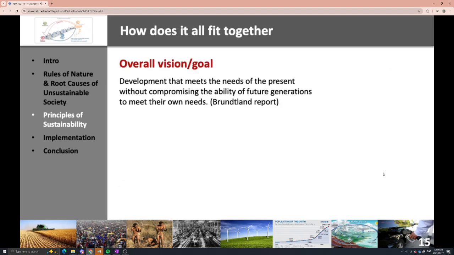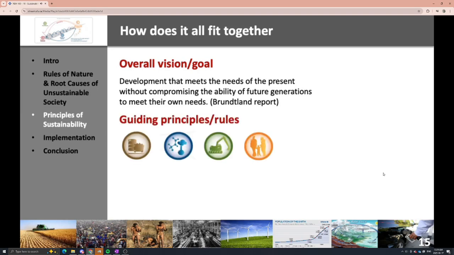So how does this all fit together? For becoming a sustainable society, the Brundtland definition defines the overall vision. This is where we want to end up. The guiding principles that we just derived describe the rules or constraints within which a sustainable society needs to operate. Now, it's necessary to realize that these rules are not prescriptive. So they don't tell you exactly to do this or to do that. They simply say that you need to operate within these boundaries. But within those boundaries, you can be as creative as you want.